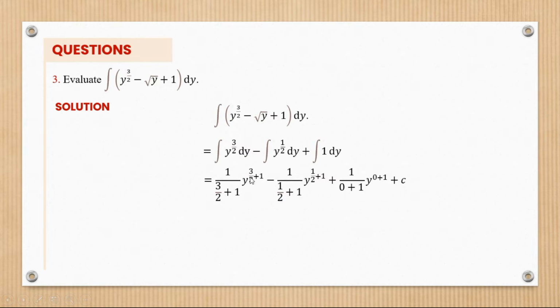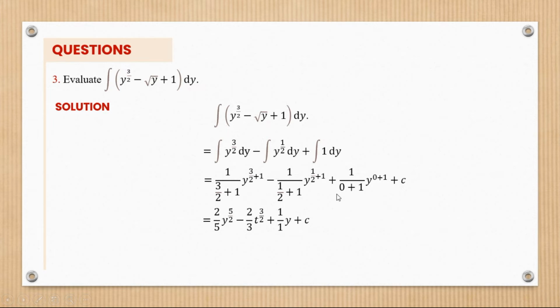So now here we have 3 over 2 plus 1, and this coefficient here is 1, so 1 over 3 over 2 plus 1. Minus, we have y to the power a half plus 1. Here the coefficient is also 1 over a half plus 1. Then right here, we're going to assume that there was y to the power 0, and then we're going to add a 1 to that, so 0 plus 1, and also divide by 0 plus 1.